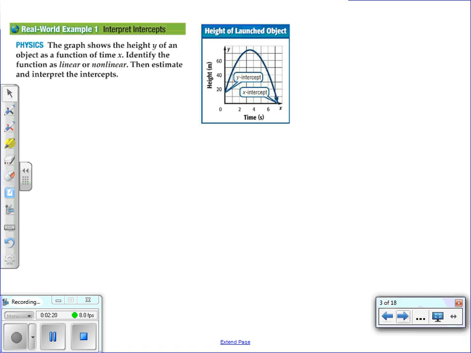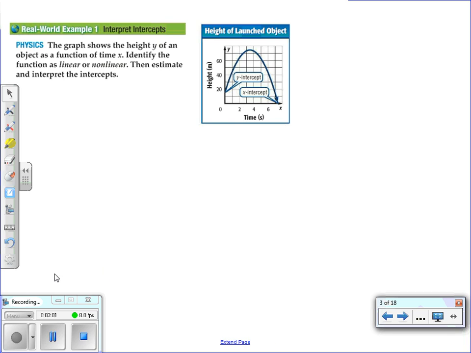Here we have a graph of something that's been launched at a certain point and goes up in the air and then falls down. And that happens over time. So the function is time, right? The height is affected by the time. So let's look at this. Let's identify this. Is this a linear or nonlinear function? It is a nonlinear function, correct? Then let's estimate and interpret the intercepts.